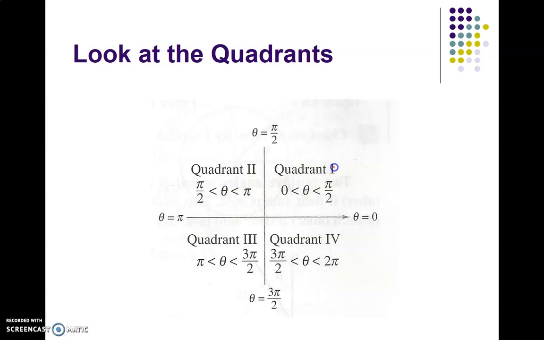Okay, look at the quadrants. The first quadrant is from 0 to 90 degrees. This one is from 90 degrees going to 180, 180 going to 270, and 270 back to 0 or 360 degrees. So these are the values of the angles between quadrants, and then these are the values in radians.